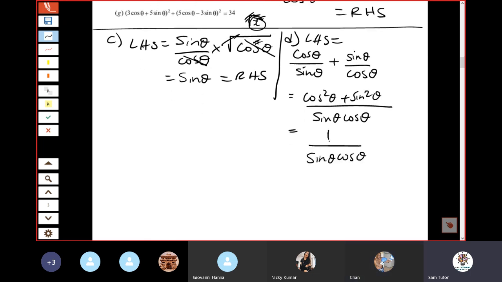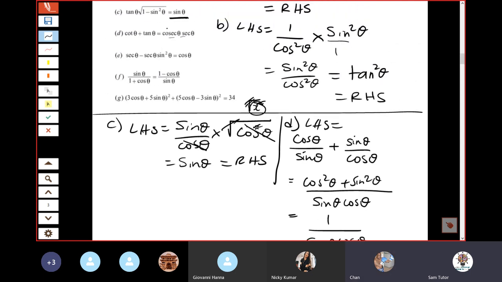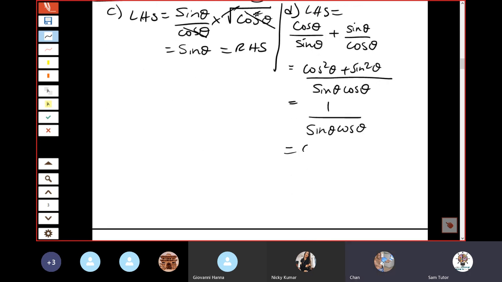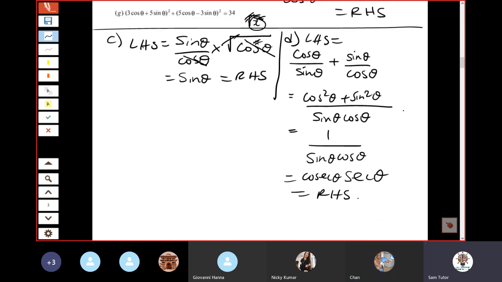And is this the result you wanted? 1 on sine and 1 on cos? Yes. 1 on sine, 1 on cos. 1 on sine is cosec. And 1 on cos is? Sec. Because right-hand side. So I'll let you guys look at that for a minute.